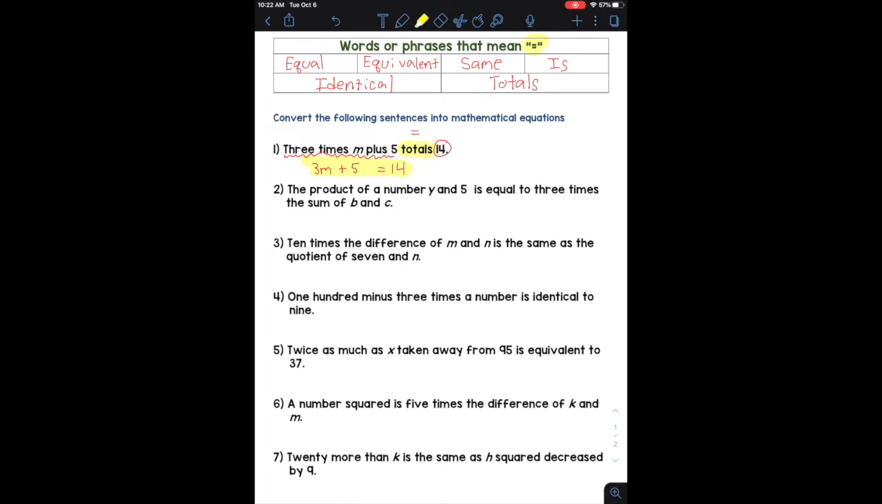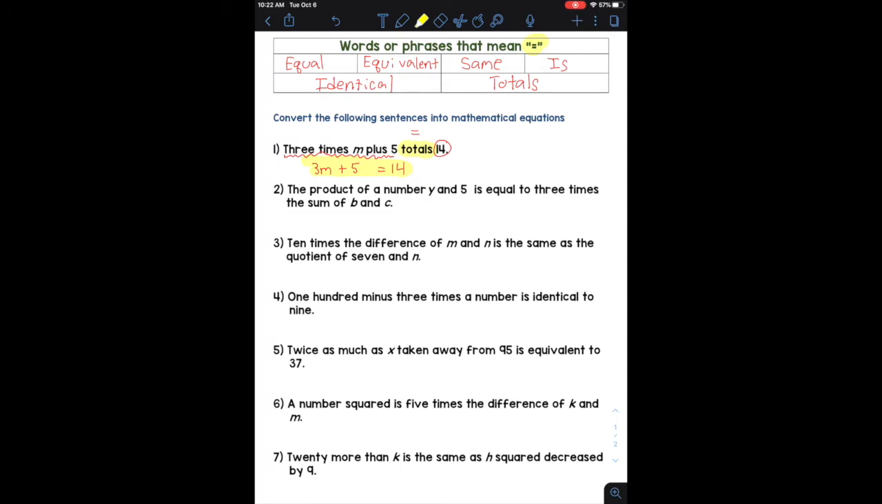So every time we do a problem like this, we're going to, again, find the word that means equal sign, do the left side of the equation, and then do the right side of the equation. So let's take a look at number 2. The product of a number, y and 5, is equal to 3 times the sum of b and c.